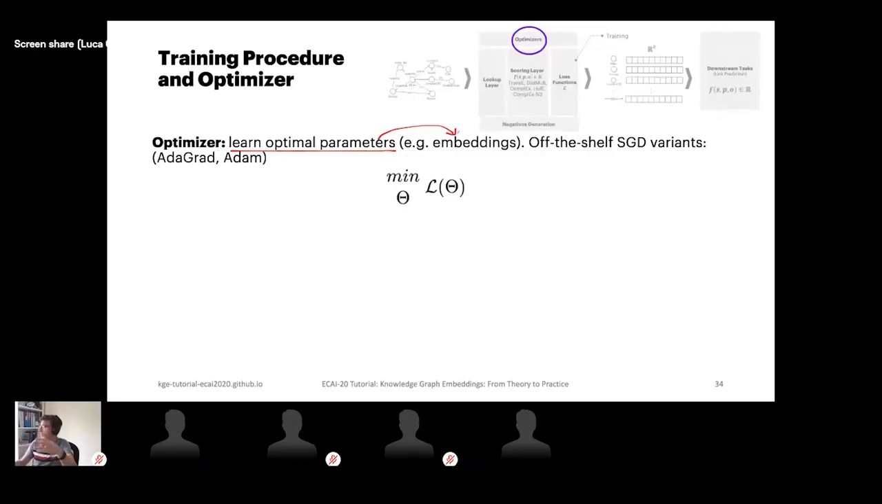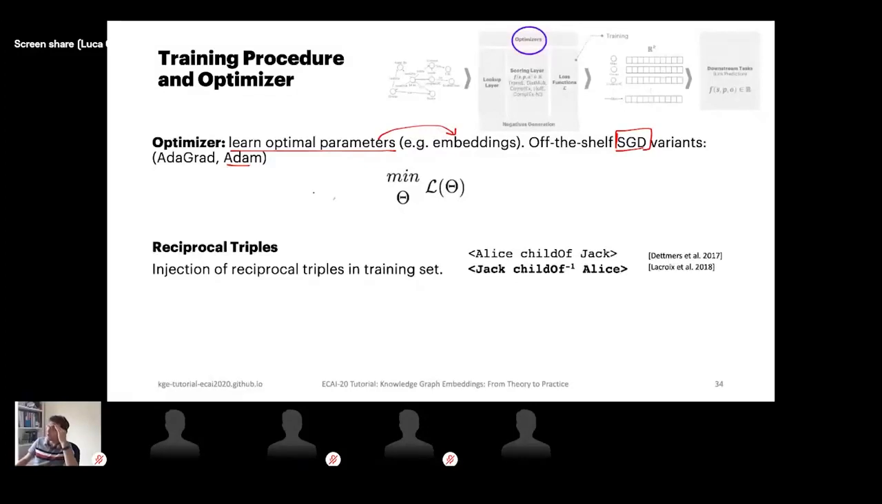and we use off the shelf variants of stochastic gradient descent. We could use stochastic gradient descent, why not? But best results are usually obtained with ADAM or ADAGRAD, right? And it's also important to remember that some of the works in literature do this. They sort of apply what we call injection of reciprocal triples in the training set. It means that they take a positive triple and they revert subject and object, right? And they add a reciprocal relation, and then they proceed by training the model on that. This is something to keep in mind.